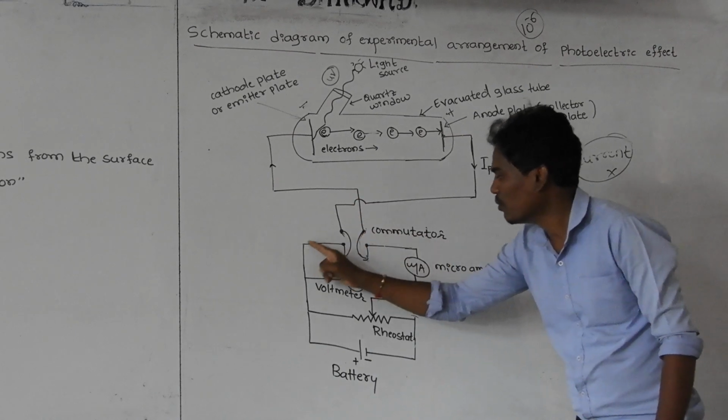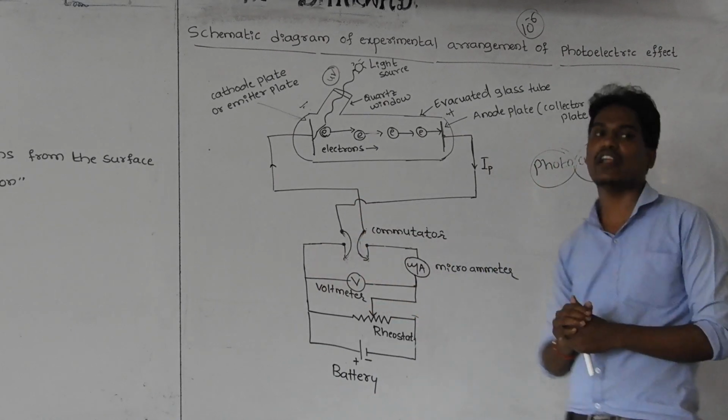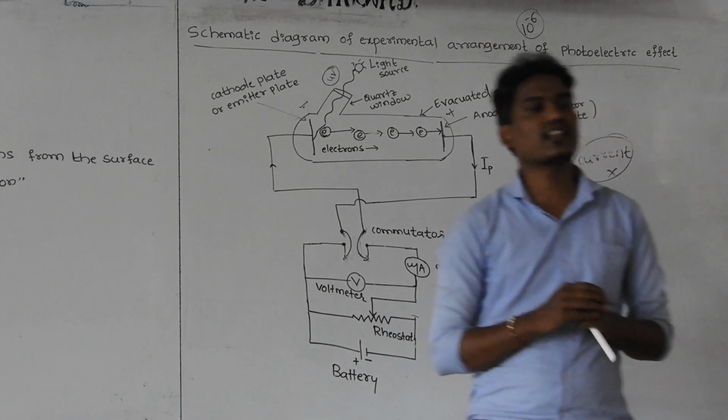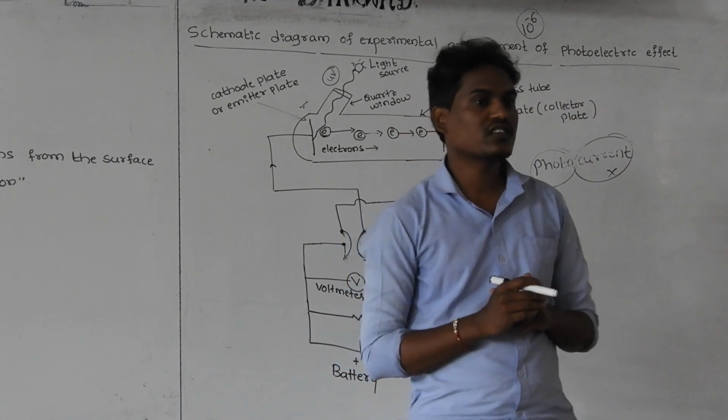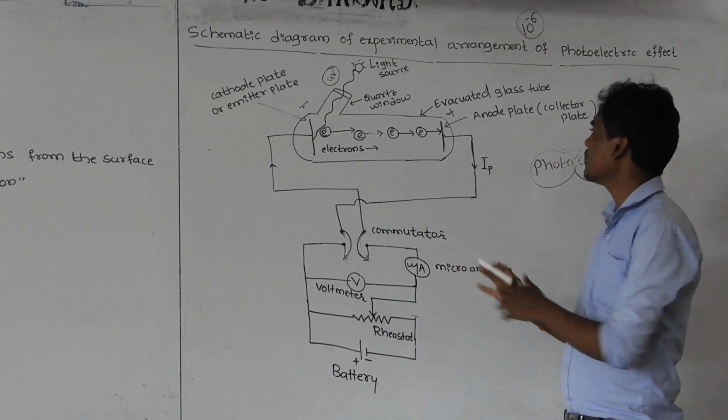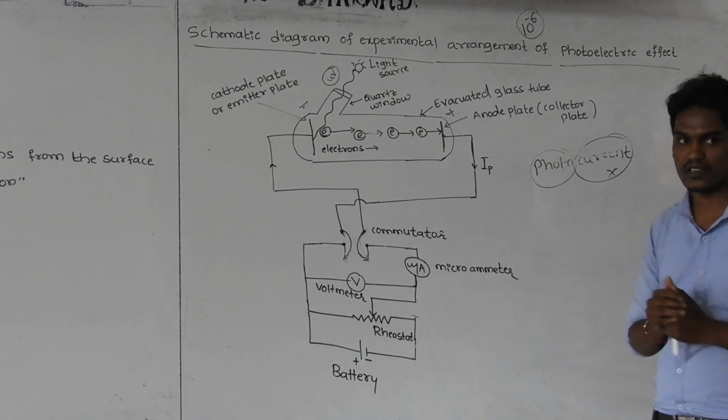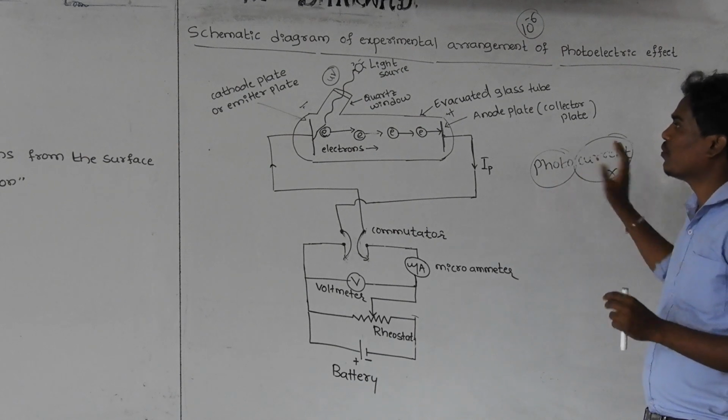Generated current is moving in the wire. Whenever the electrons are moving in the circuit, suddenly there is a generation of current. That generated current in the circuit is called photocurrent. Ready? This current is called photocurrent.